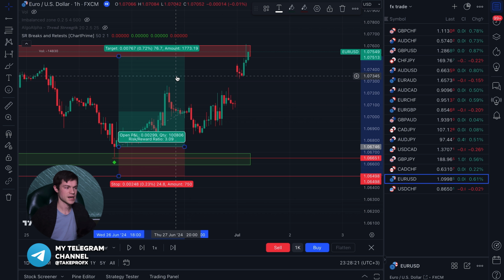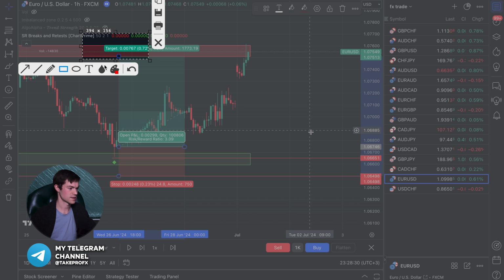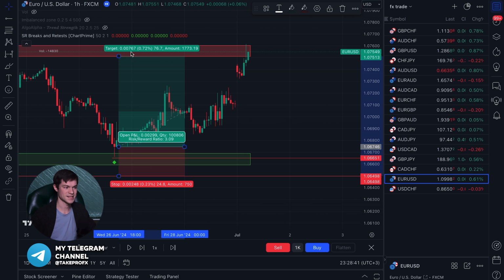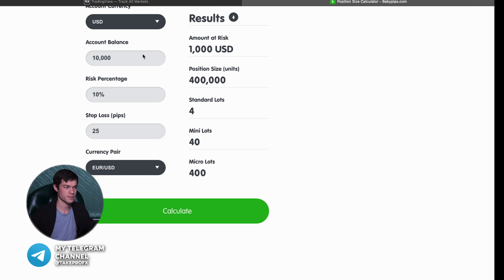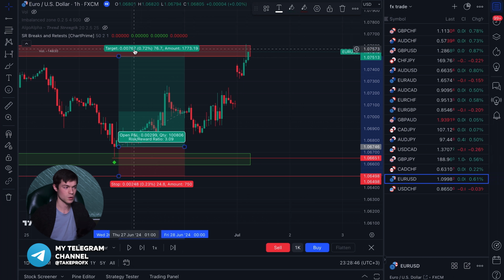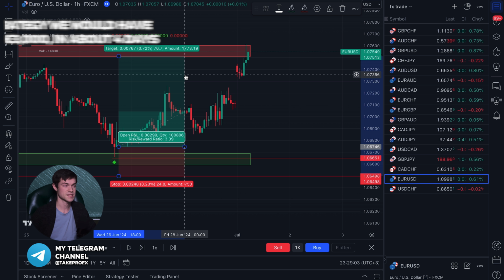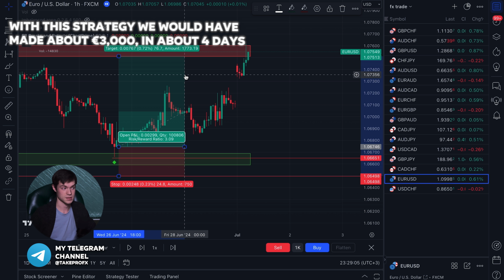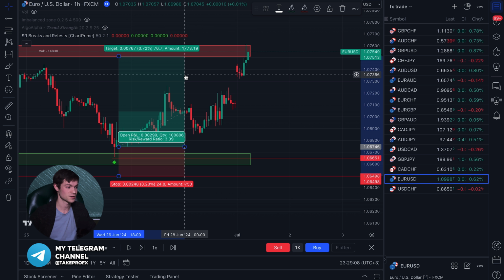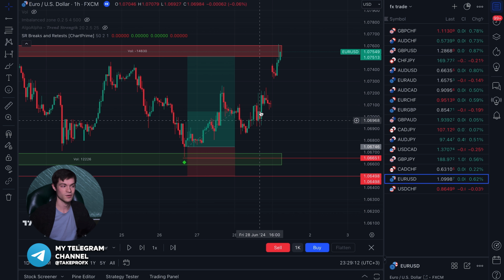Now let's calculate how much we could earn on it. Remember that the opening price was like this. The difference between the opening price and the closing price is 767 pips. So on this position, because I have a position size of 4 lots, we could earn approximately, if 767 multiplied by 4, I think it is somewhere around 3,000 euros. Translating into dollars, it is about $3,300. So we would earn it from this position.